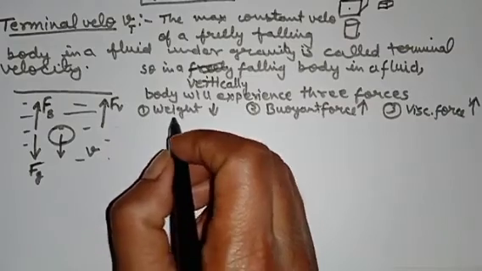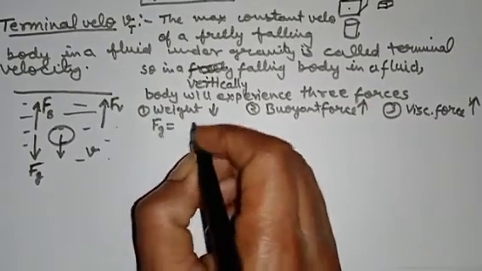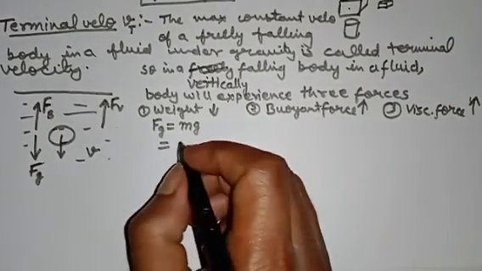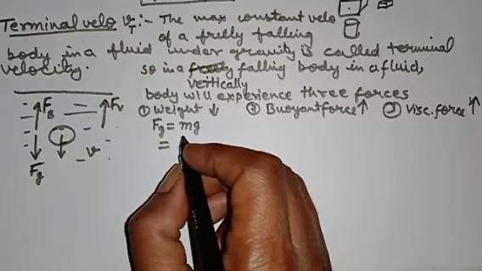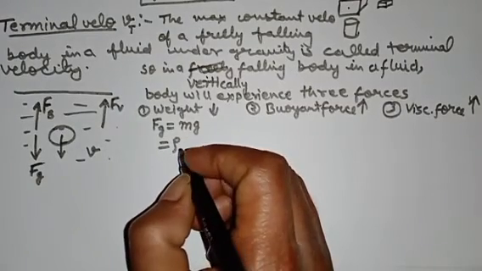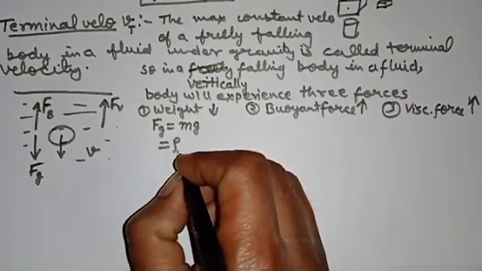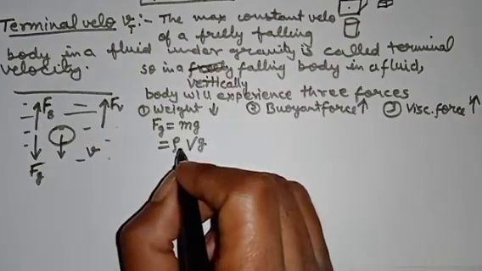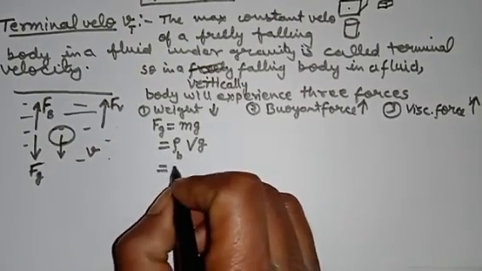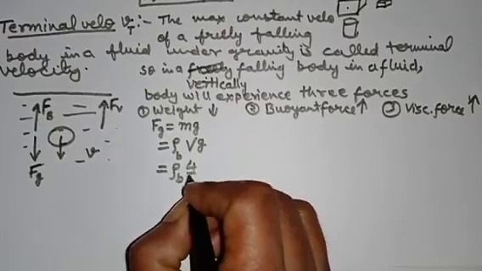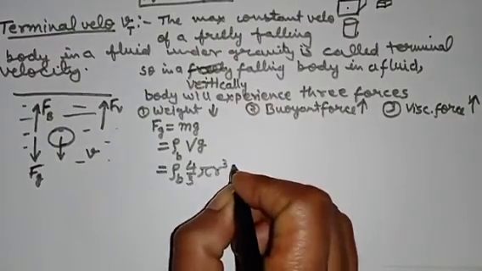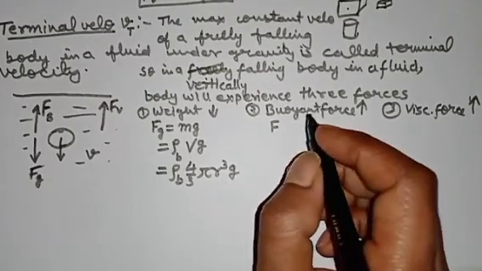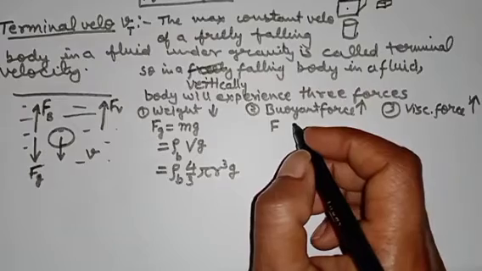What is the formula for weight? Fg is equal to mg. And what is this mg all about? That is density into volume. Density of body into volume of that body. Why is it so? Just go through the formula for density, then you will come to know. Volume is 4 by 3 pi r cube, into g. Now next, buoyant force. Buoyant force is the force of weight of water displaced.